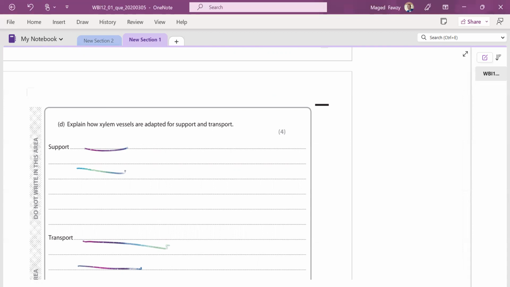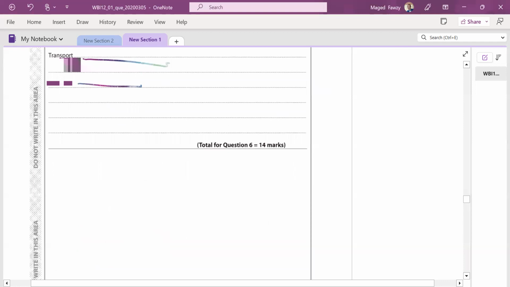Fine. And now we need to talk about the hollow tube. It has no cytoplasmic content. It has no cellular content. So the structure is based on the hollow tube with no content. Okay.